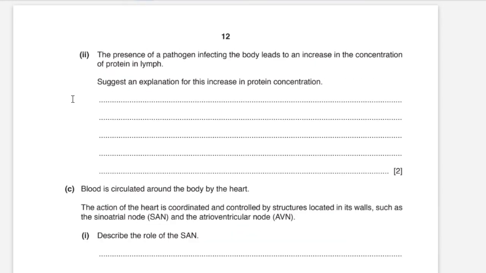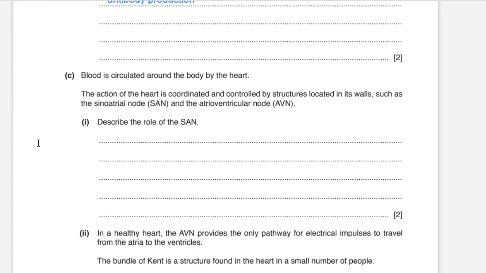2. The presence of a pathogen infecting the body leads to an increase in the concentration of protein in lymph. Suggest an explanation for this increase in protein concentration. Infection due to a pathogen stimulates an immune response, which in turn could increase the concentration of antibody, which is a protein.